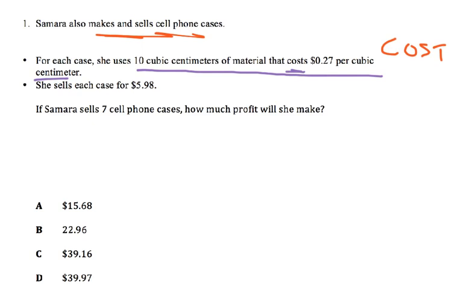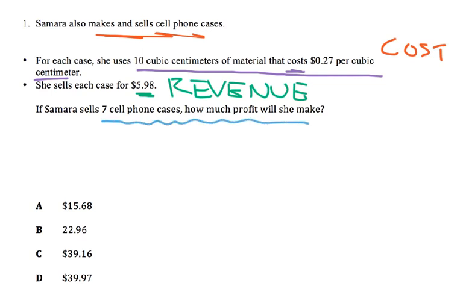But then it says she sells each case for $5.98, so that's going to be part of her revenue, the money that she's going to make. And then the problem finally asks, if Samara sells 7 cell phone cases, how much profit is she going to make? And then we have multiple choice answers. Okay, so we're going to break it down. Step 1 is we're going to figure out the cost for all of the materials. Step 2, we're going to figure out how much revenue Samara gets for selling her cases. And step 3, we're going to try and figure out the profit.